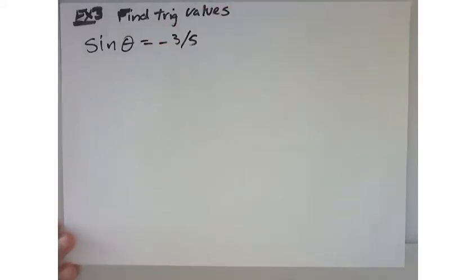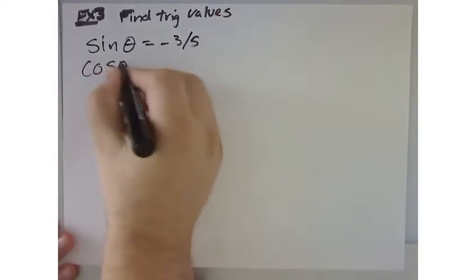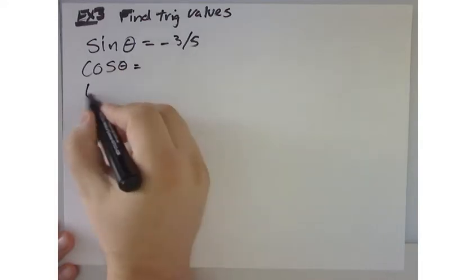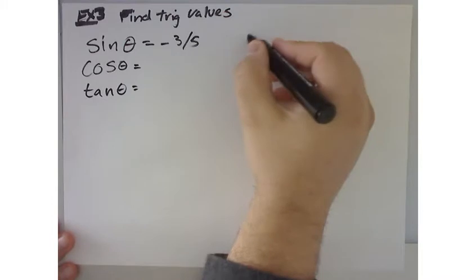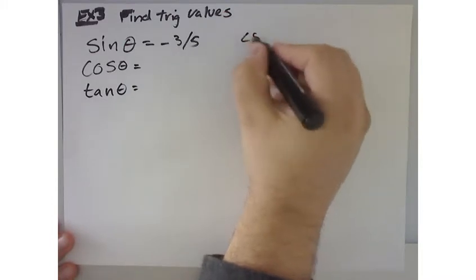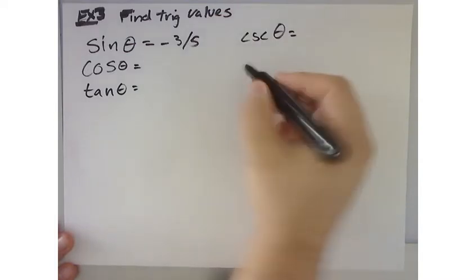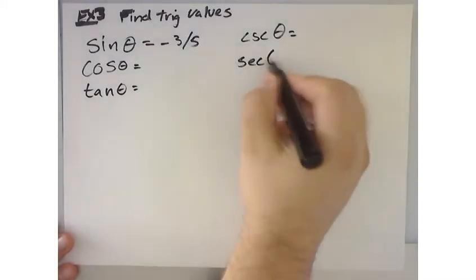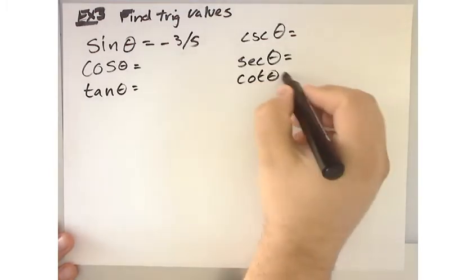All right, so there are 6 trig values, right? There's cosine of theta, there's tangent of theta, and then there are reciprocals. So the reciprocal of sine is cosecant. The reciprocal of cosine is secant. And then cotangent is the reciprocal of tangent.